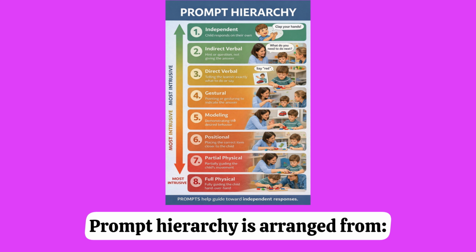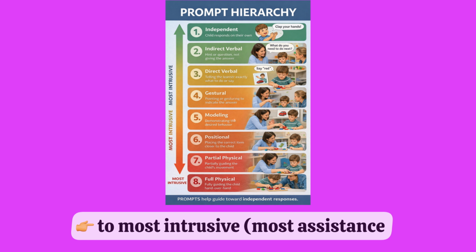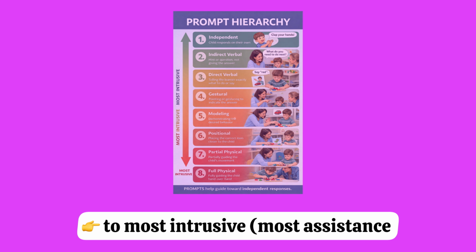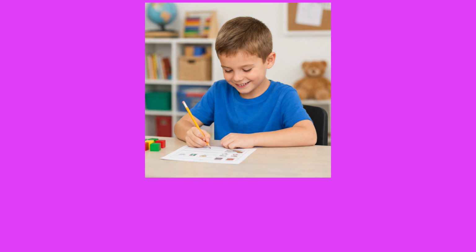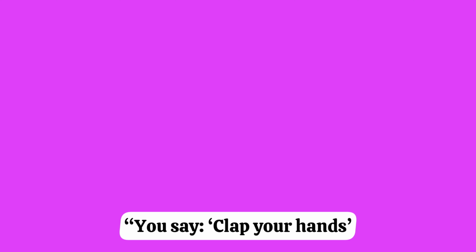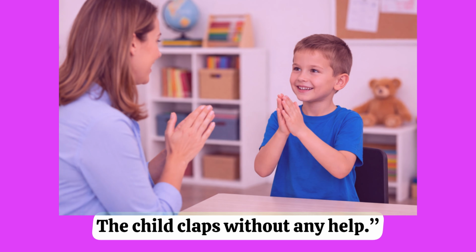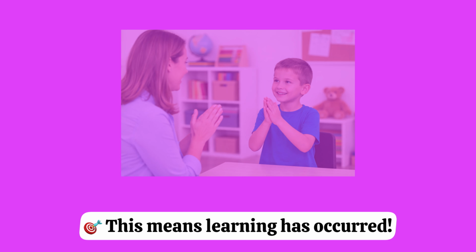Prompt hierarchy overview. Prompt hierarchy is arranged from least intrusive, independent, to most intrusive, most assistance. Let's go through each level step by step with examples. 1. Independent. First is independent responding. This is our ultimate goal. Example: you say, clap your hands. The child claps without any help. This means learning has occurred.